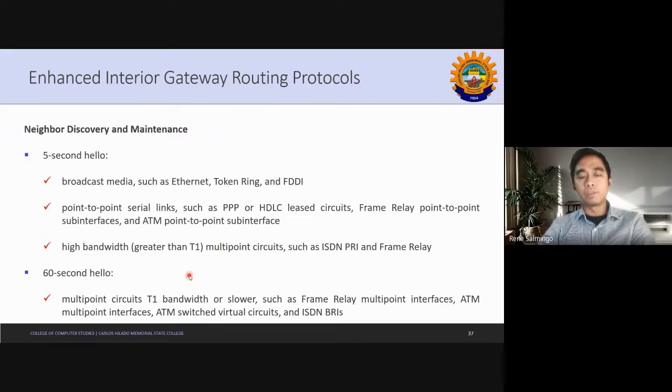on multi-point circuits of T1 bandwidth or slower. So T1 is like your communication or transmission medium. This is high speed internet, I think, T1, and you're going to use ATM switched virtual circuits and ISDN. If you don't know ATM, please check your network one lecture.